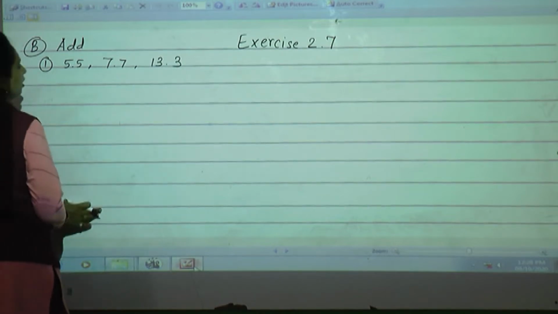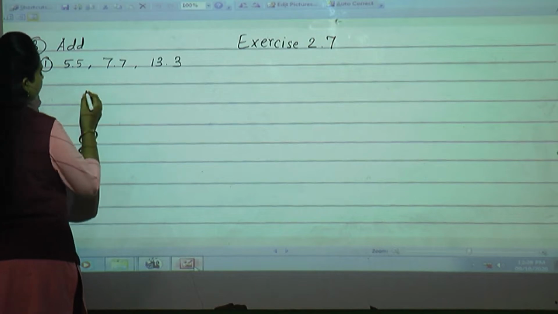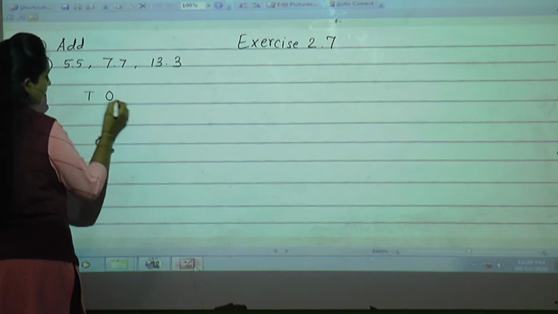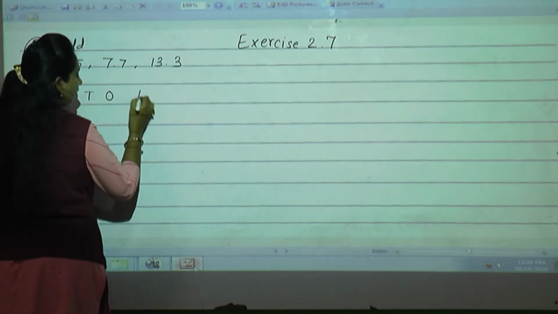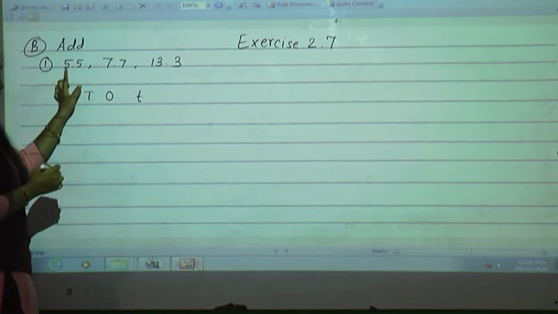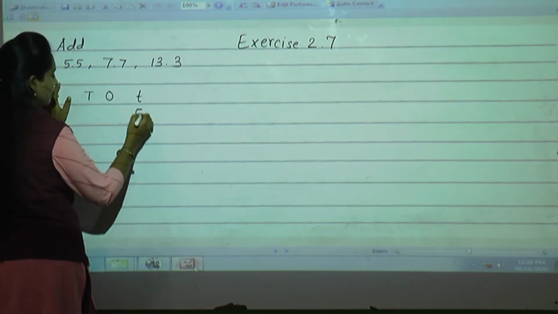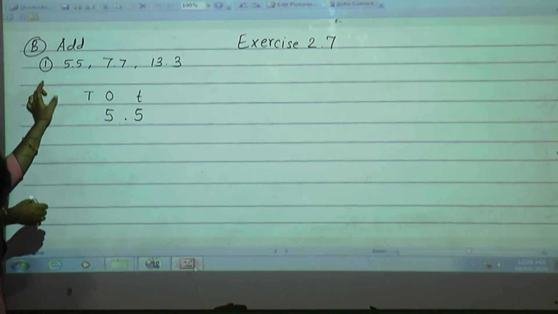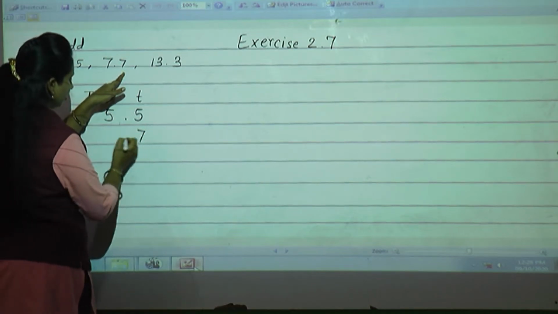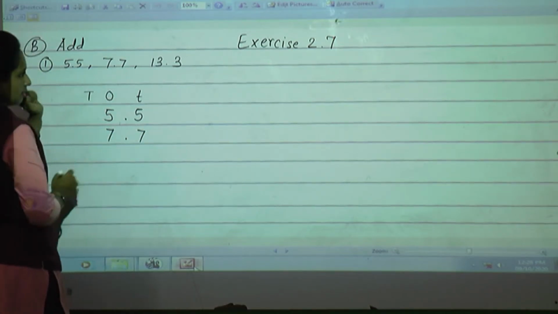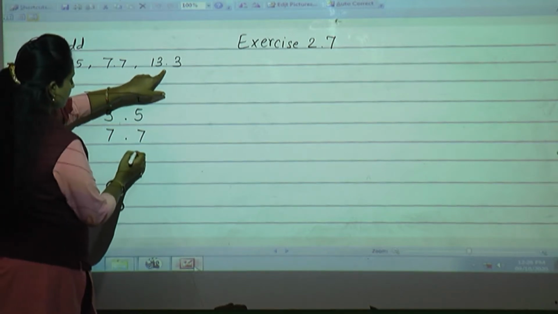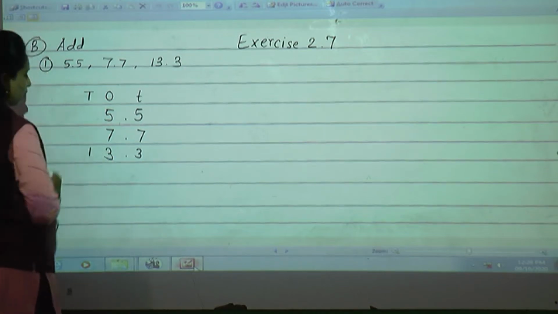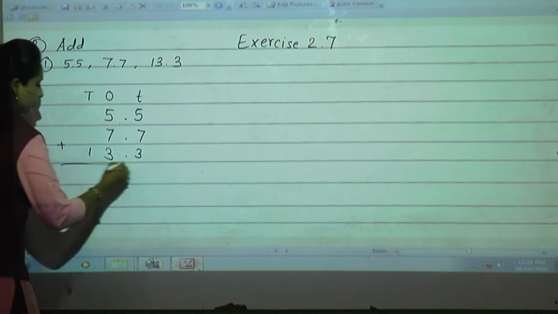Now we will write with the place value. See, ones and tens, then the decimal point and the tenths place. Okay, now see, after the decimal 5 is there, and before the decimal on the left side, ones place 5 is there. Next 7 after the decimal, 7 in ones place, and here after the decimal 3 is there, left side of the decimal ones place 3 and tens place 1. Now we need to add these three numbers together.